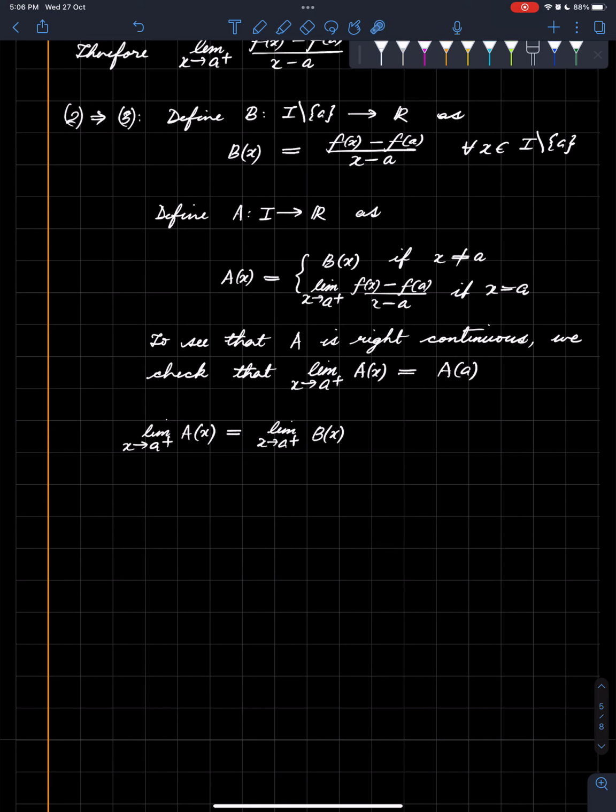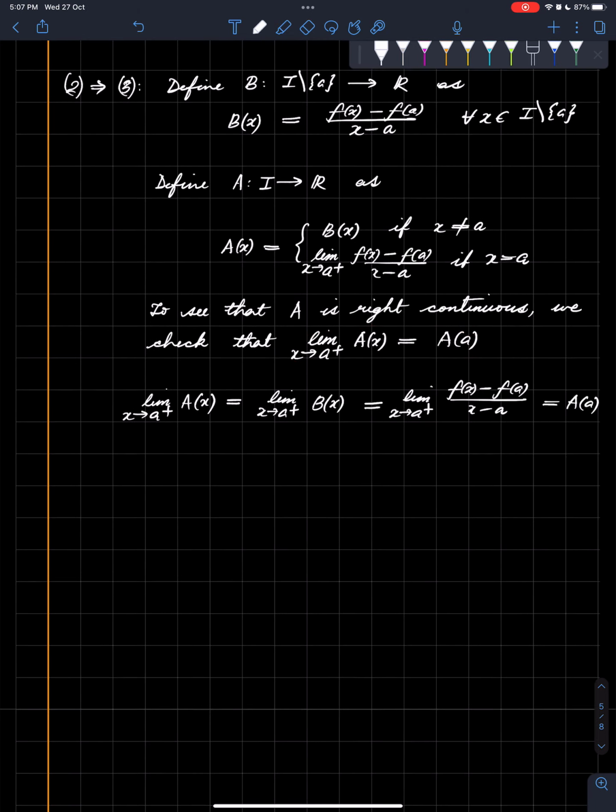Why is that? This is because A(x) is equal to B(x) when x is not equal to a, and since we are taking a limit, we don't care what is the value of A at little a. So therefore, this limit is equal to that limit. The behavior of A(x) and B(x) are precisely the same away from the point little a. So these two limits are equal, but what is B(x)? B(x) is this (f(x) minus f(a))/(x minus a), but this by definition is the value that A takes at little a. So this is A(a), and that's it. So we have checked for right continuity. This is what we needed to check, and we have checked it. So A is right continuous.